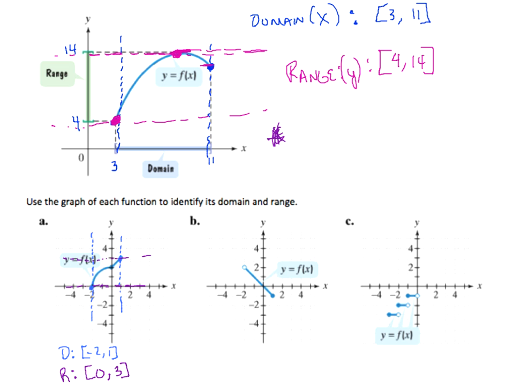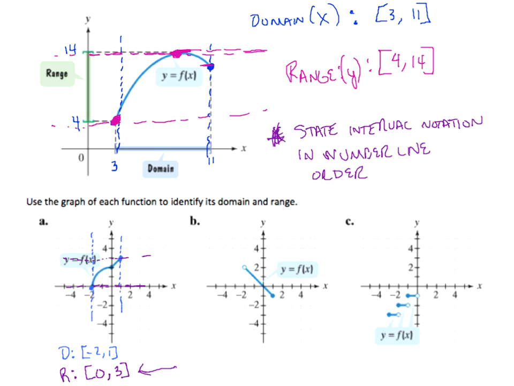Oh, one major important thing I forgot to say about interval notation. Highlight this. You state interval notation in number line order. In other words, it would be wrong for me to state that range from 3 to 0. So you want to go from least to greatest when you're stating your interval notation. It's always least to greatest, just like it is on your number line from left to right.